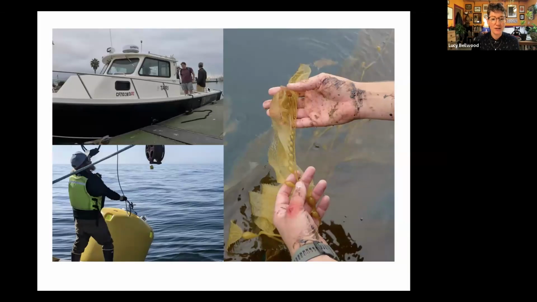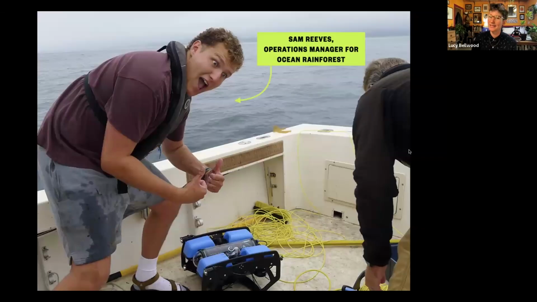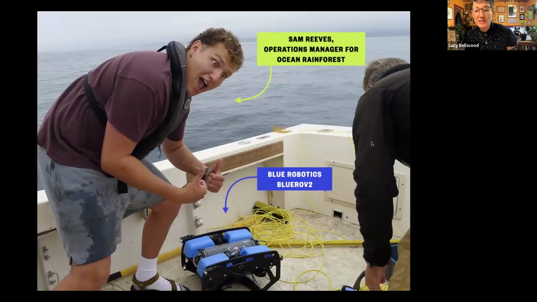And top left, you can see the vessel that we took out. And at right, these are little baby kelps. This is giant kelp that they are growing on the pilot farm. This is Sam Reeves. Again, characters. Sam was great. He was so helpful and enthusiastic, and obviously, as you can see, extremely psyched about kelp farming. And this is the Blue Robotics BlueROV2.